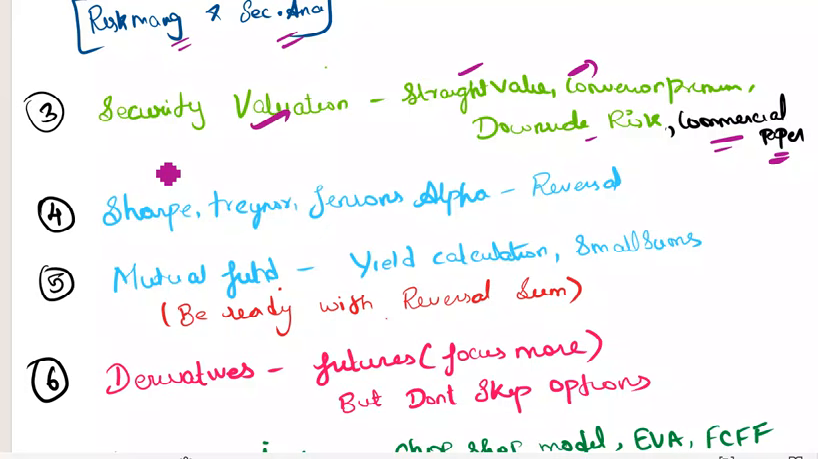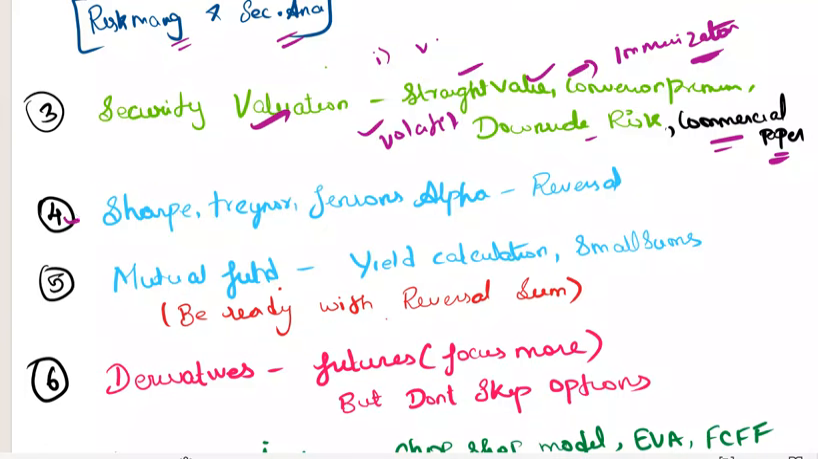Apart from this, immunization, if it is possible, just go through immunization of the bond, and with this you can also add volatility. They may ask 2 or 3 subheadings: straight value, downside risk, conversion premium, what is the volatility of the bond. Be prepared with this kind of question, which I feel is important.